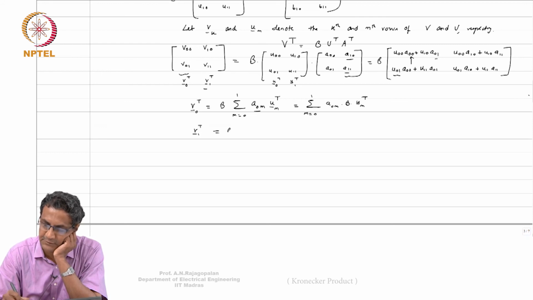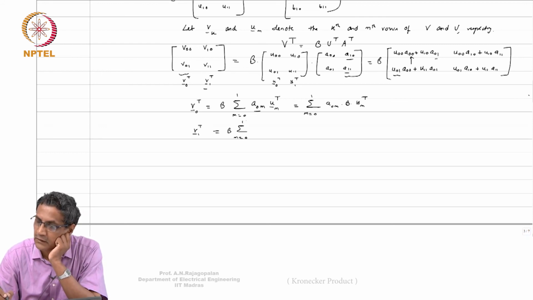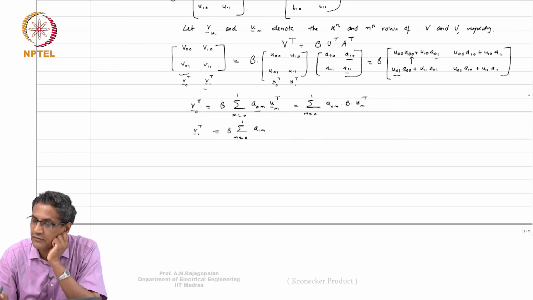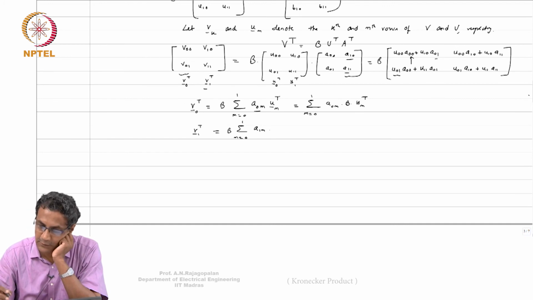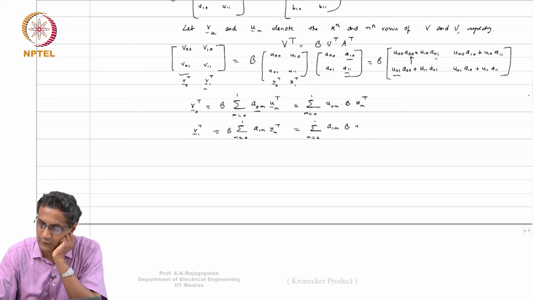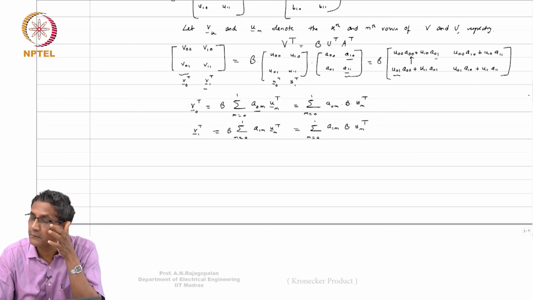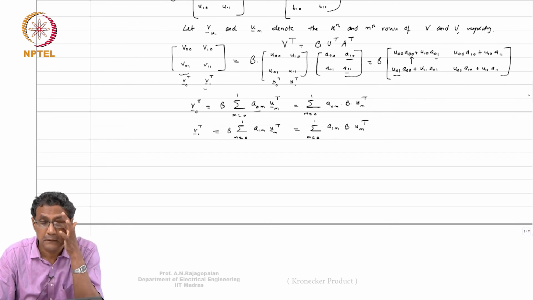So following the same thing, the summation M equals 0 to 1. Now it will be A1M, because it is A10, A11, no? So A1M, and then again it is UM transpose. Or this can be pushed in, and then you get M equals 0 to 1, A1M B UM transpose. Agreed? Right.